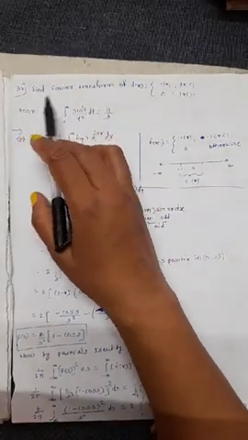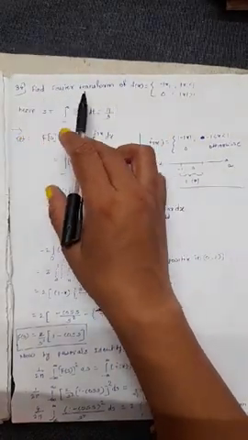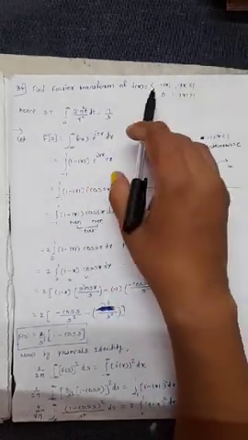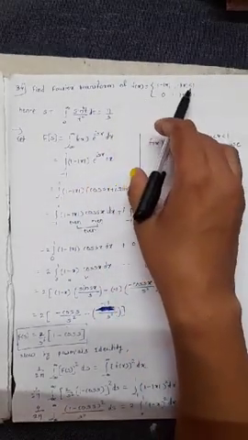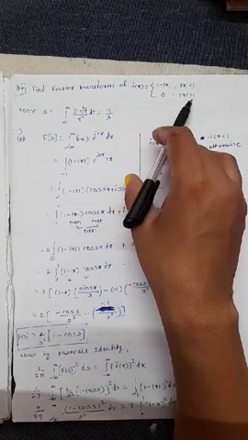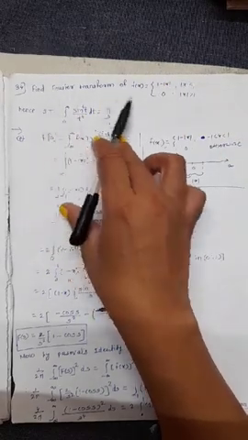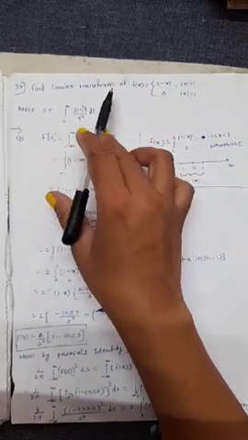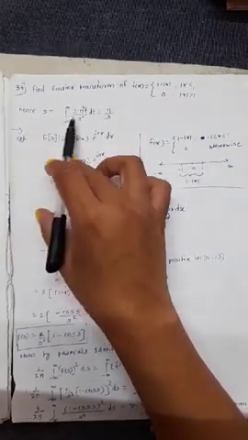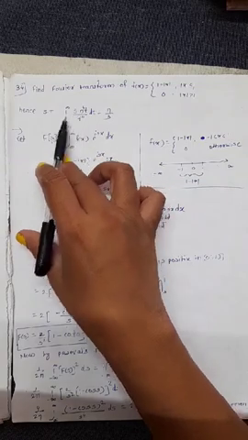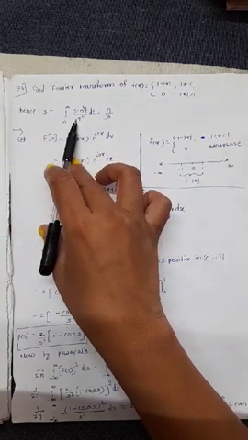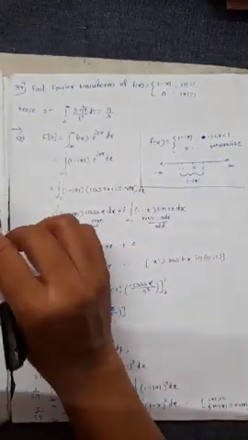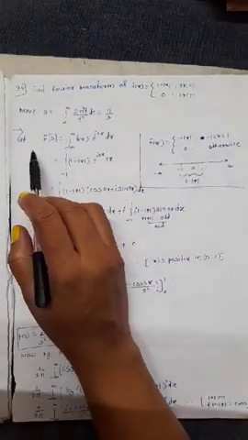Here a normal question is to find the Fourier transform of this function. The function is given: f(x) is equal to 1 minus mod x, where mod x is less than 1, and it is 0 for mod x greater than 1. But first we find the Fourier transform of this function, then depending on that answer we have to evaluate this integration. Hence show that the answer for that is pi by 3. We have to show that. Okay, let us start with the Fourier transform.